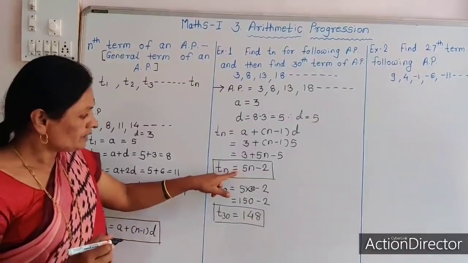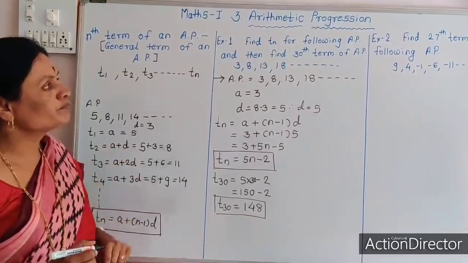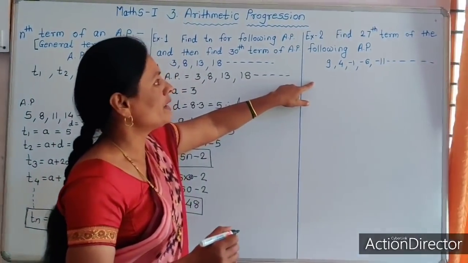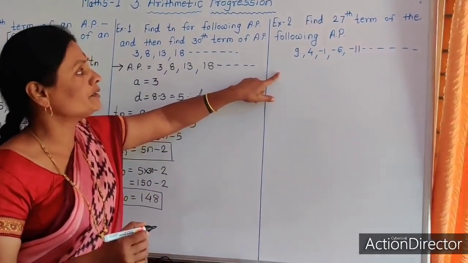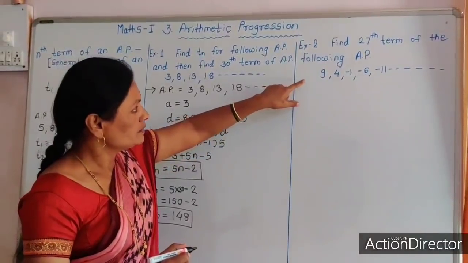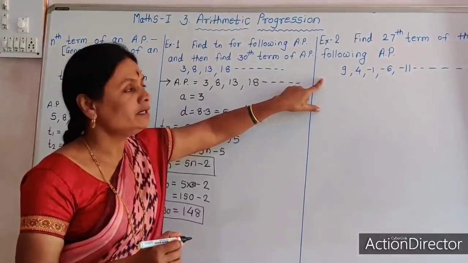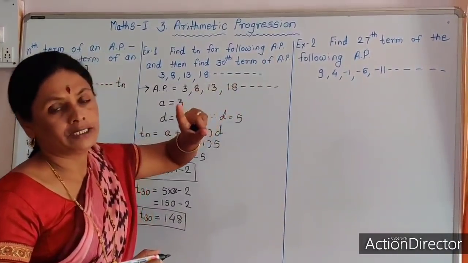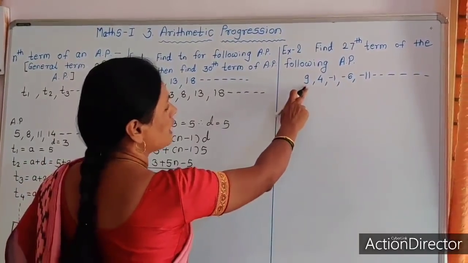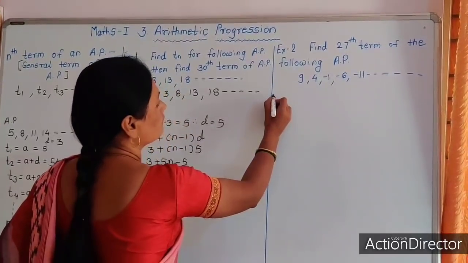Therefore, from this formula we calculate the T30. Now, the next example: find the 27th term of the following AP. In this example, we have to find the 27th term, that is T27. The AP is given: 9, 4, minus 1, minus 6, minus 11.